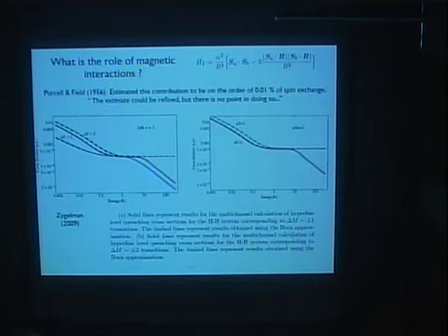So after realizing the significance of spin exchange in hydrogen atom collisions, Purcell and Field commented on the relevance of the direct long-range magnetic interaction that he later dismissed in that second paper. And actually, I'll put the quote over here. He predicted that effect to be 0.01% of spin exchange. And he said the estimate could be refined, but there is no point in doing so, which seems reasonable. But I found this sufficient justification to proceed with the calculations.